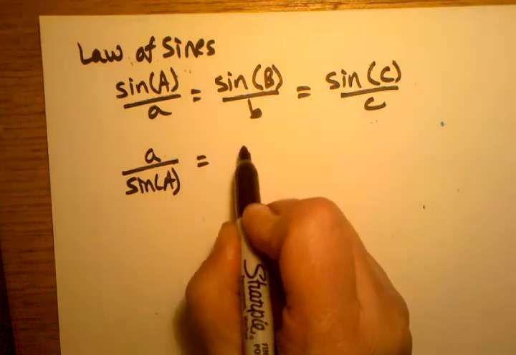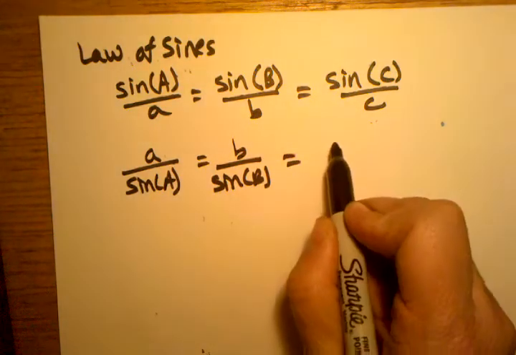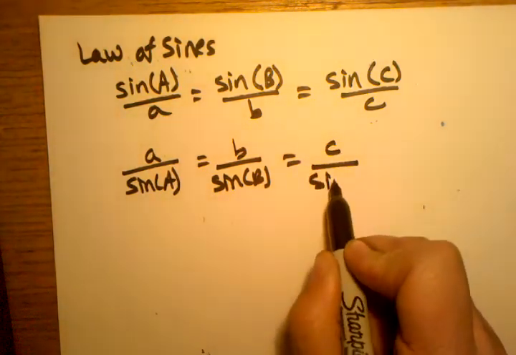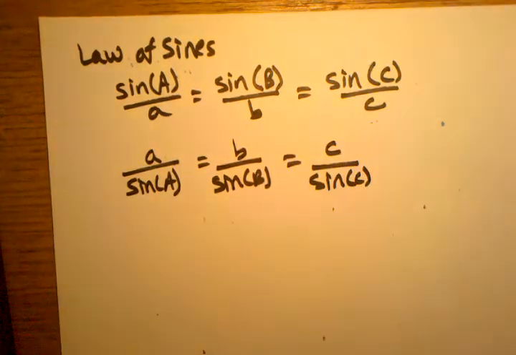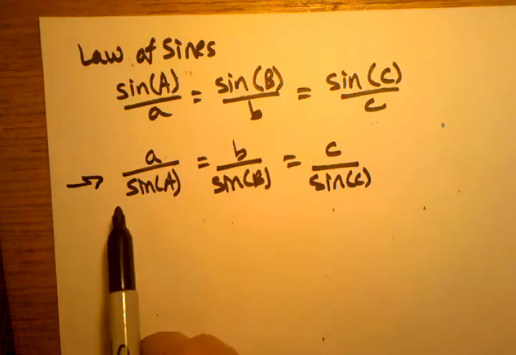Whatever. And then b over sine of angle B and c over sine of angle C. All right, we can pick either way. It's just that if we're going to pick these ratios, then we better keep them consistent.